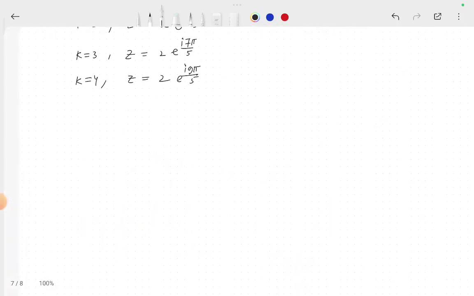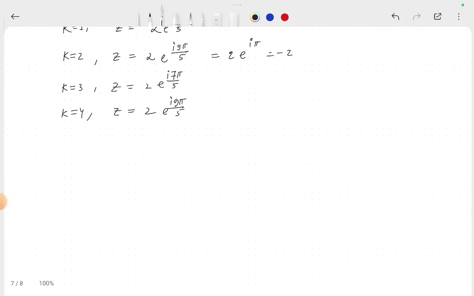Okay, let's fine. Next, take another topic, that is complex variable. Let's move on to the complex variable. So what is a complex variable?